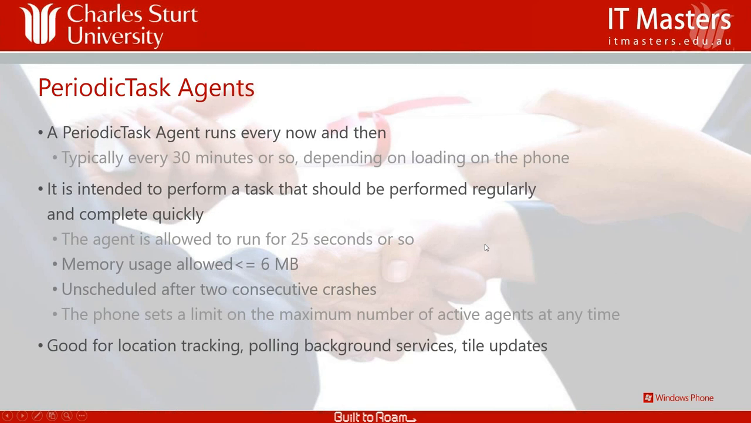So as I said, periodic tasks are designed to run every 30 minutes or so, and there are some additional constraints that are placed on those agents. It can actually only run for a certain amount of time, approximately 25 seconds. It's got to use less than 6 megs of memory, and particularly if you're dynamically creating live tiles, you may want to think about this because it can actually affect the amount of memory that you're using. So you need to make sure that you handle that appropriately.